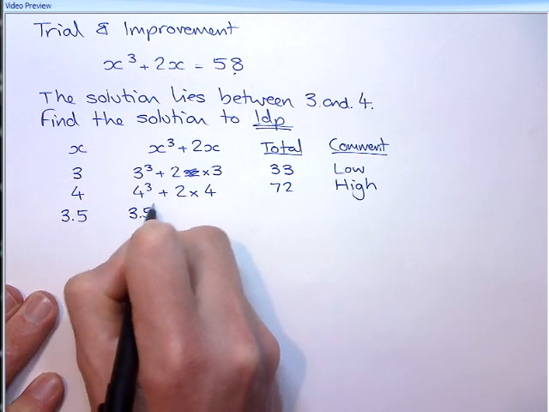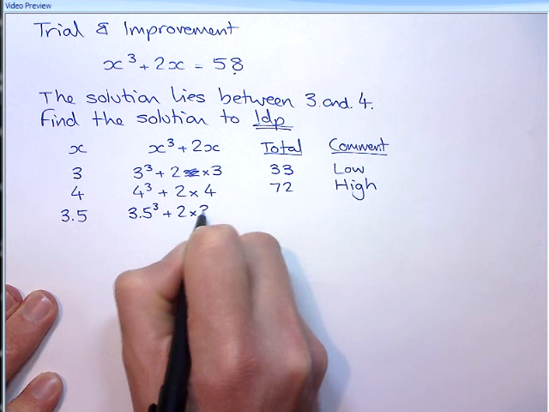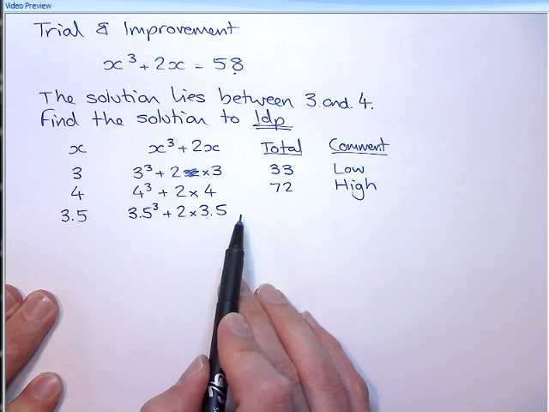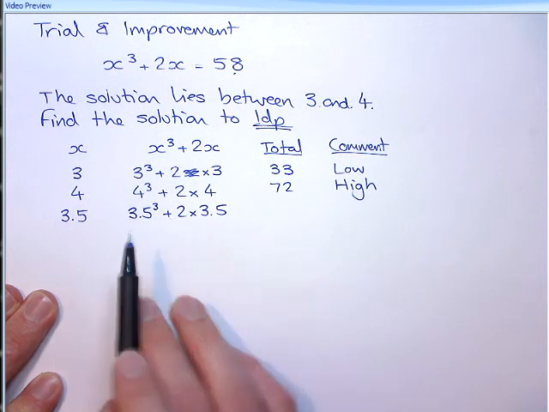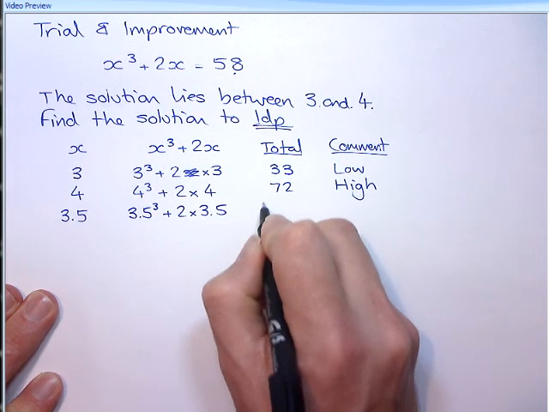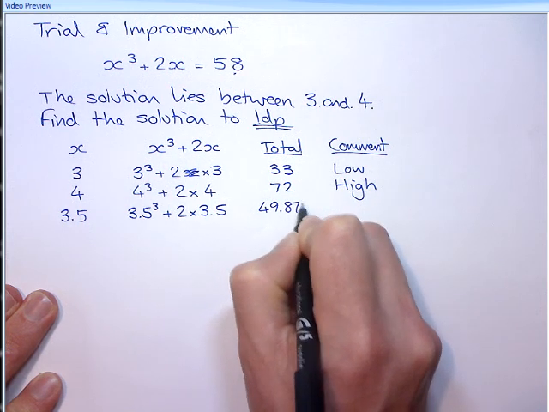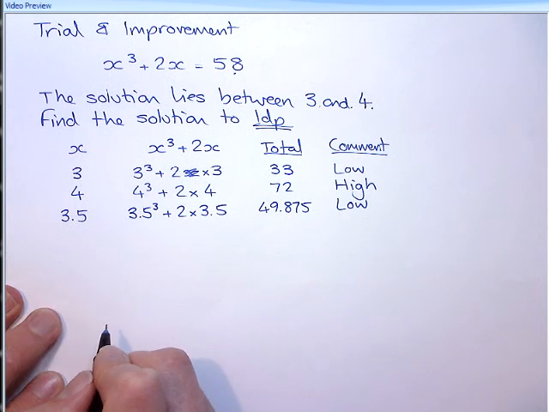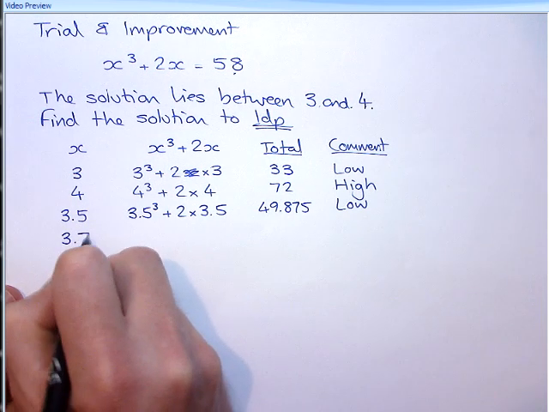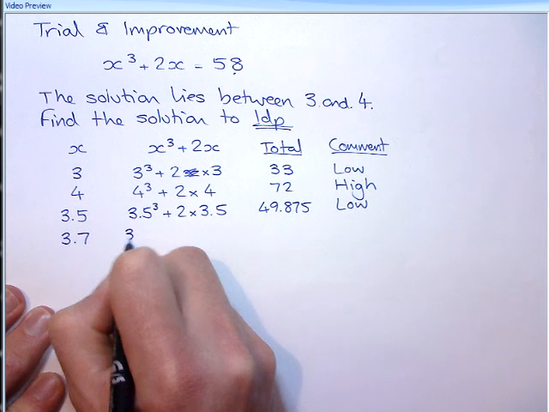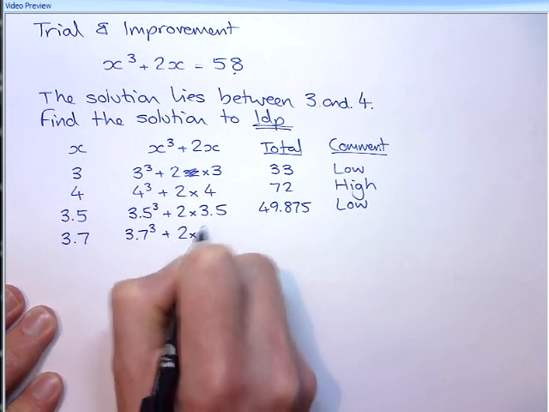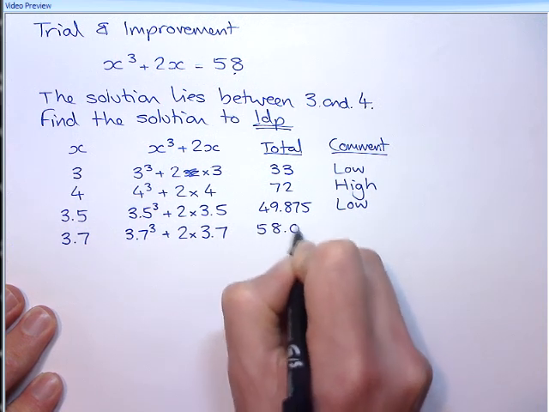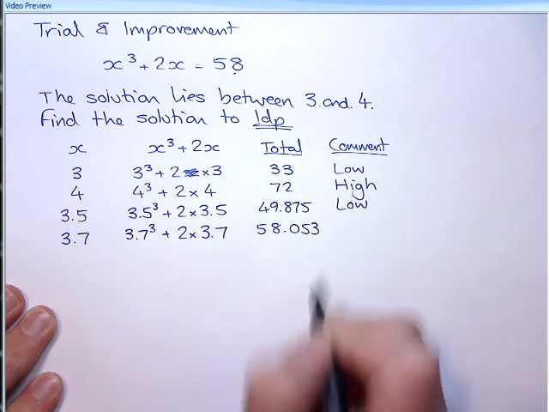So 3.5 cubed plus 2 lots of 3.5. Because of BIDMAS, we can just type this straight into our calculator: indices, times, and then add. It would do exactly what we want it to do. And I get this. We're trying to make 58, so that's too low. So I'm going to go for 3.7, see what happens. 3.7 cubed plus 2 lots of 3.7. I actually get 58.053 there, which is pretty much bang on.